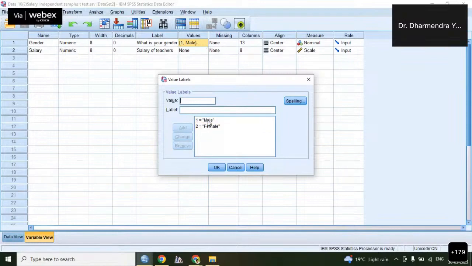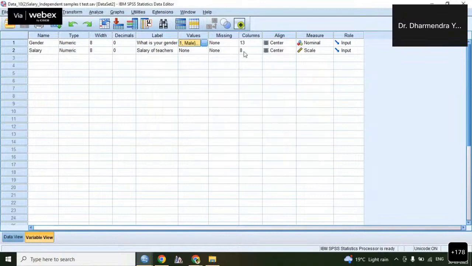In this way you can put your data for your coding, male and female, because we have two independent groups, male and female. One is labeling as male and second is female, right? And it is a nominal measure, male or female. Then another variable is salary. So salary of teachers, it is a scale variable. So there are two variables.